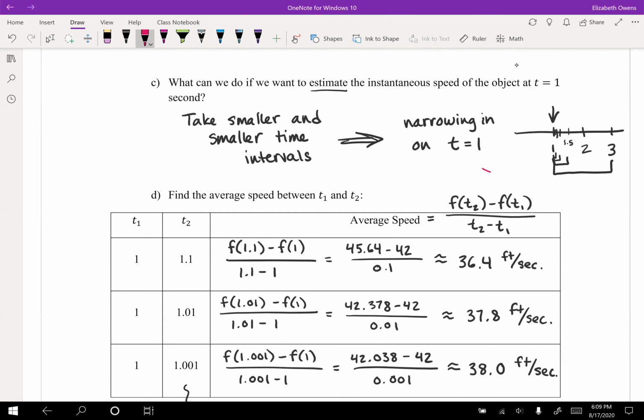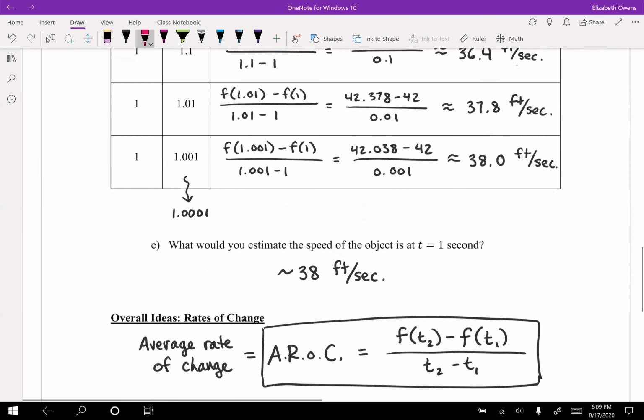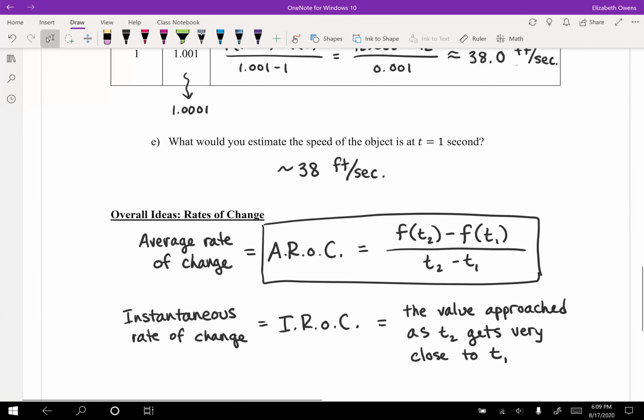Remember this picture up here of our number line or our time line? By bringing in that time interval and making it smaller and smaller, we narrow in on the single point that we actually want. So that is how right now we are estimating an instantaneous rate of change. We'll do more with this idea and we'll see what this looks like graphically in the next video.